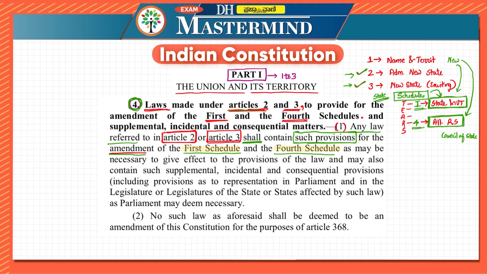as may be necessary to give effect to the provisions of the law, and may also contain such supplemental, incidental and consequential provisions, which means including the provisions for the representation in the parliament and in the legislature or legislatures of the state or states affected by such law. It should already have that as parliament will deem it necessary. This is what it is telling.